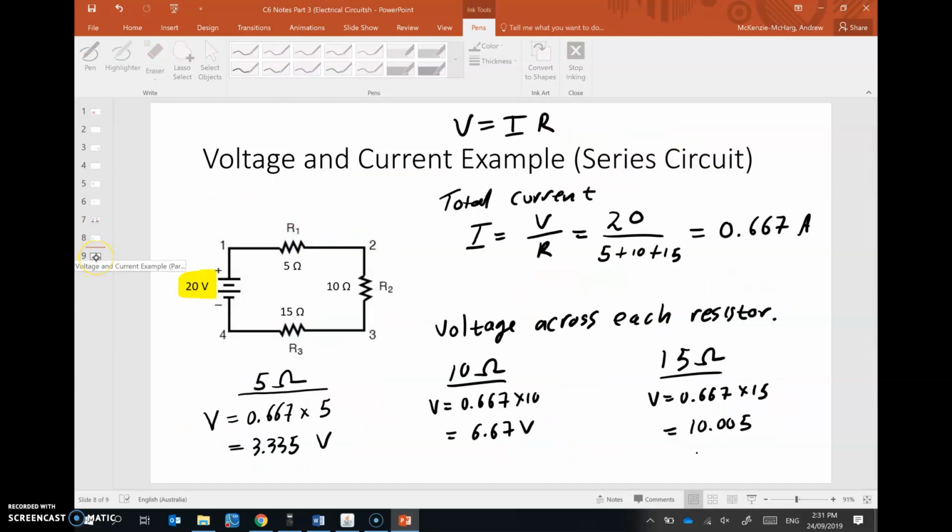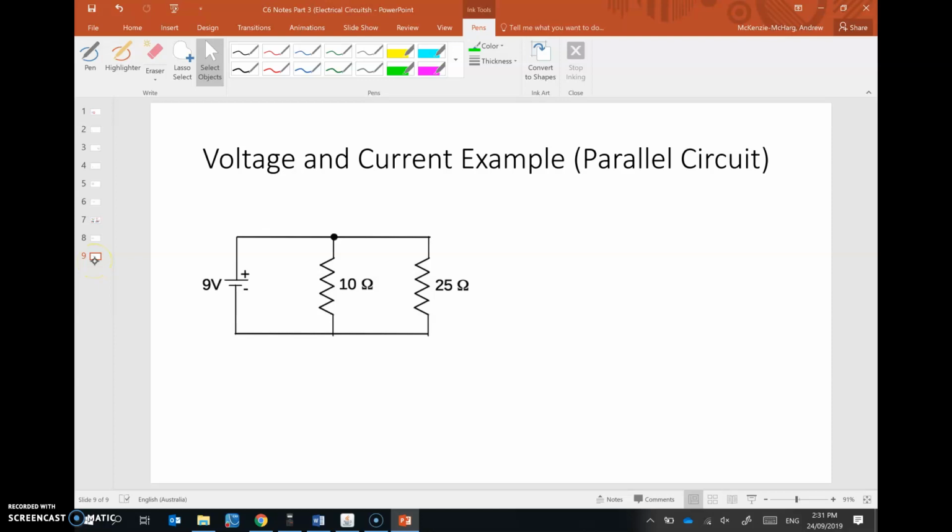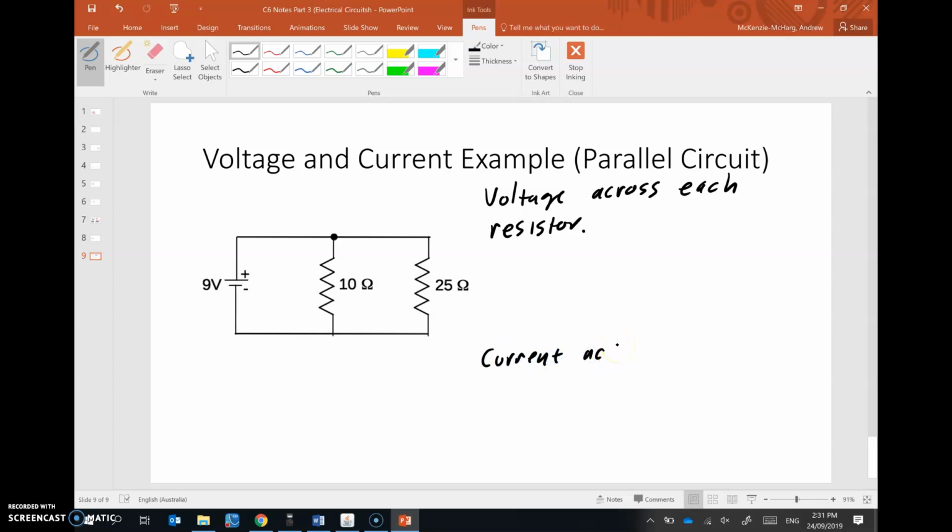So let's look at this example, not this one, but this one. And in this, we're going to calculate these things. Voltage across each resistor. And current across each resistor. Or the current through each resistor, really. Okay, so this is what we want to do.